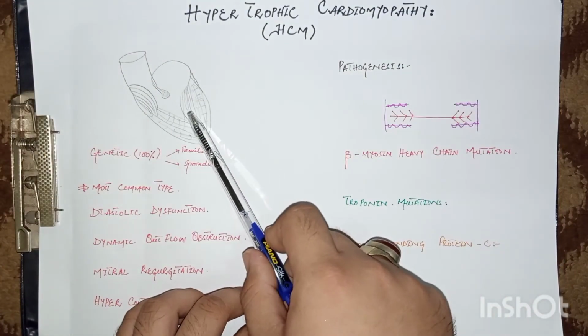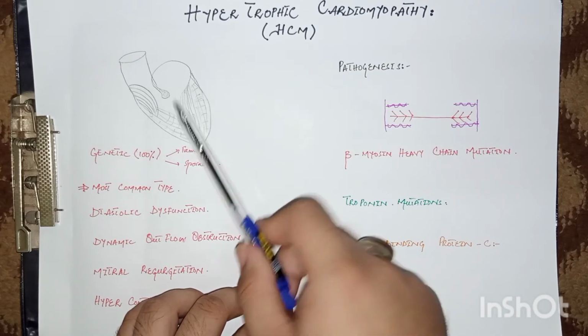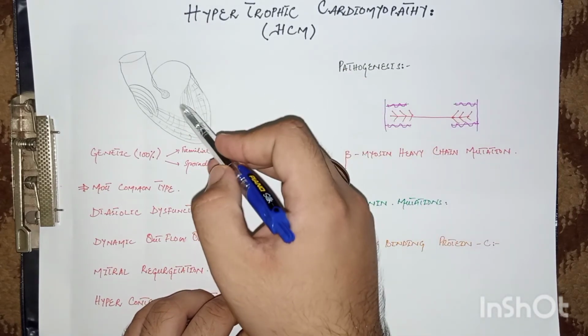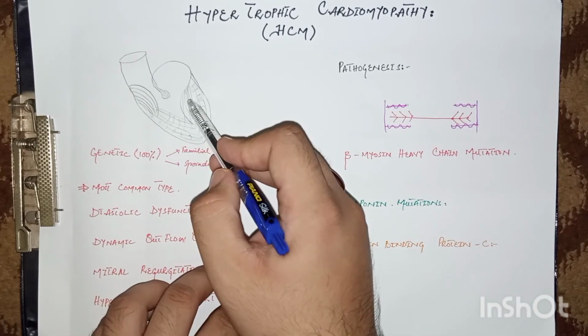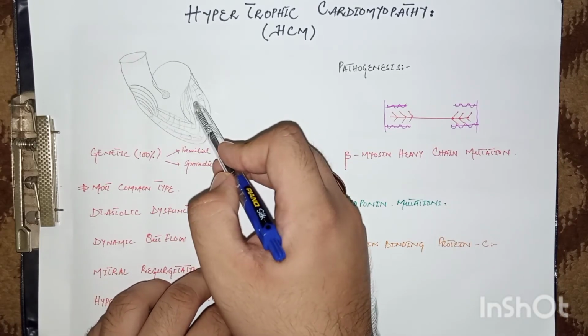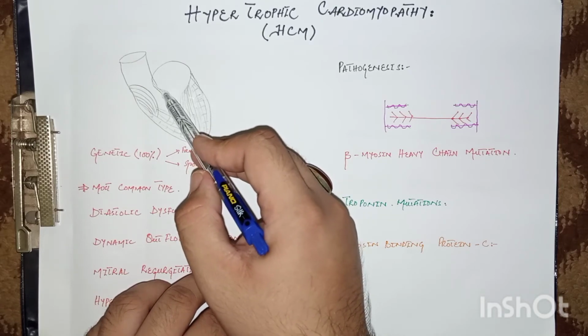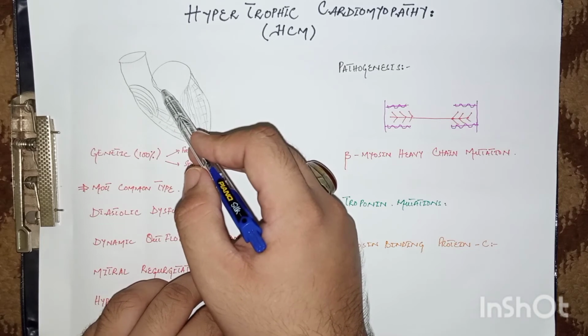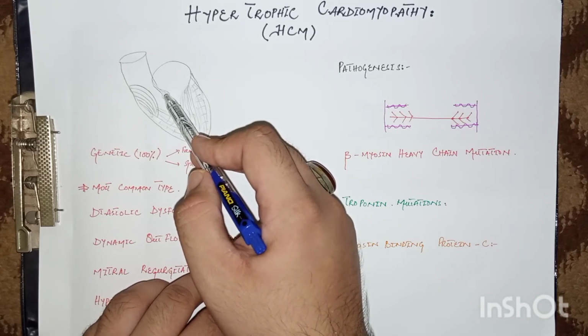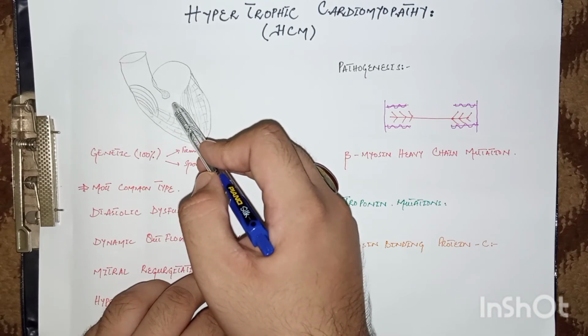The intensity of this murmur decreases with squatting or lying down or with the legs raised because of the increased end diastolic volume. In these conditions, when there is increased end diastolic volume, there are fewer chances of the attachment of this anterior leaflet with this obstruction.